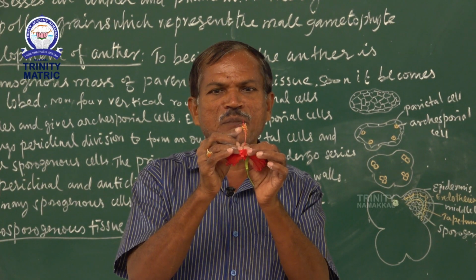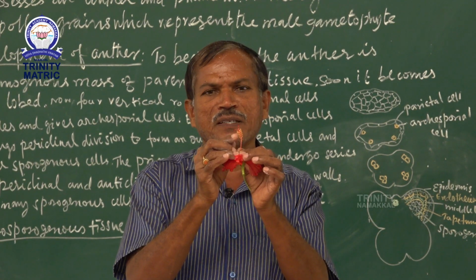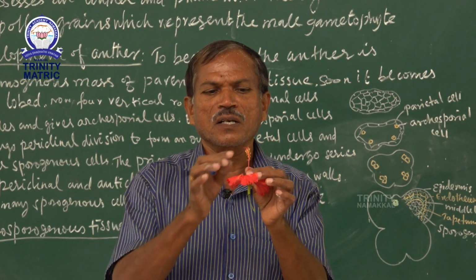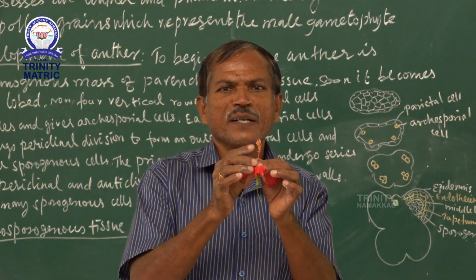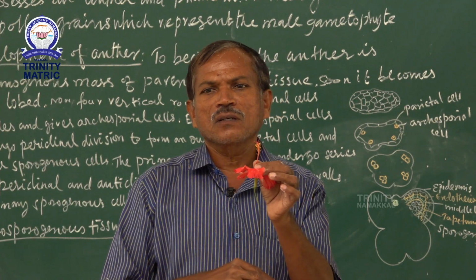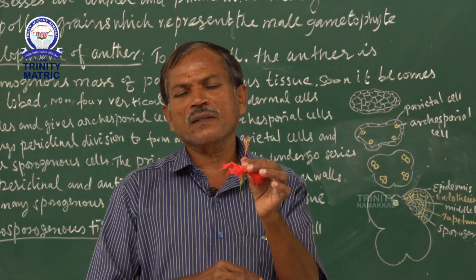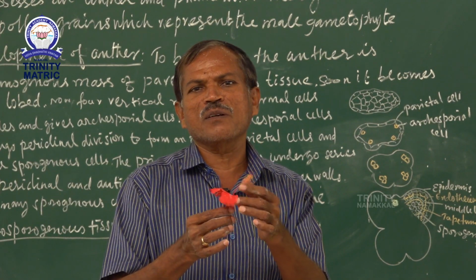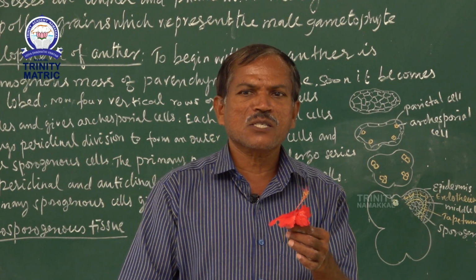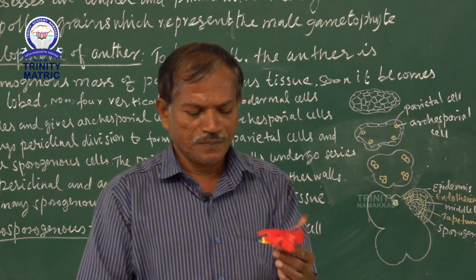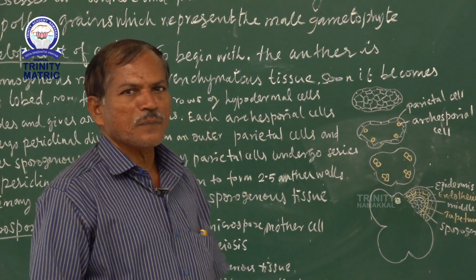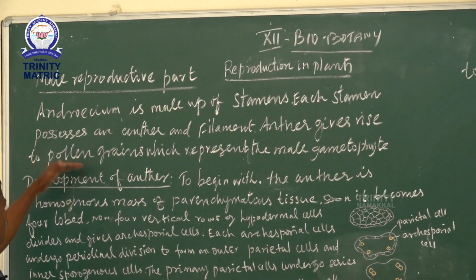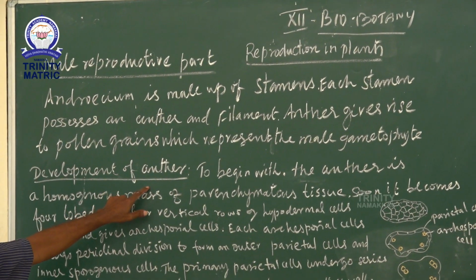Each stamen produces microspores, or pollen grains. This pollen grain is carried from one flower to another flower for fertilization. This process is involved in plants that reproduce sexually. We will see the detailed process in the male reproductive part. The next topic is the development of the anther.